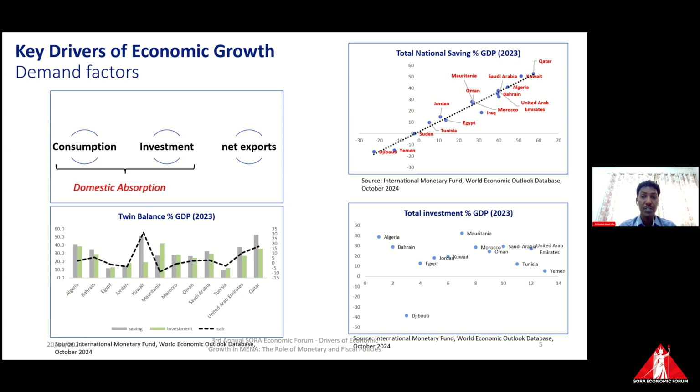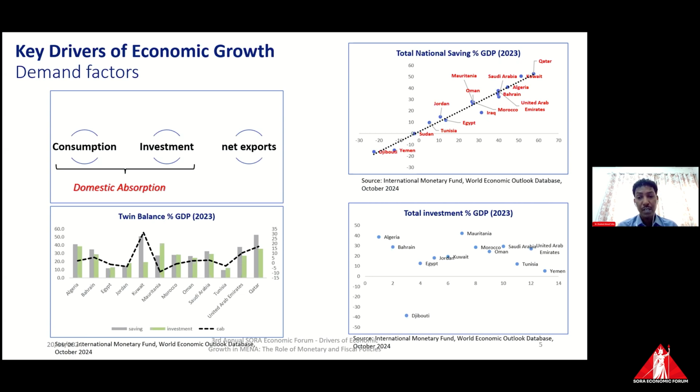Other countries actually have a negative national saving. Of course, there is logic behind the negative, in the sense that when there is negative national saving, it means that consumption goes beyond the income, or the national income the country earns.